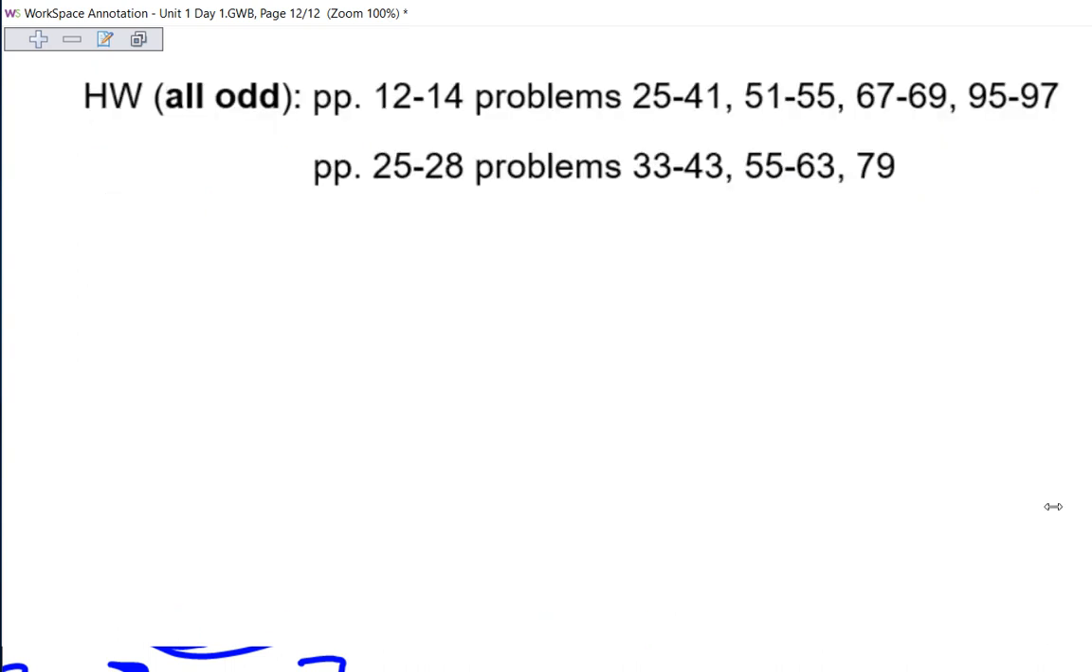Oh, and we have finally reached the end. So your homework is from the textbook. Those are all the problems you need to do. Now it's copied on your note handout, so you don't have to copy that down or anything. So you do need to do all your work on notebook paper.